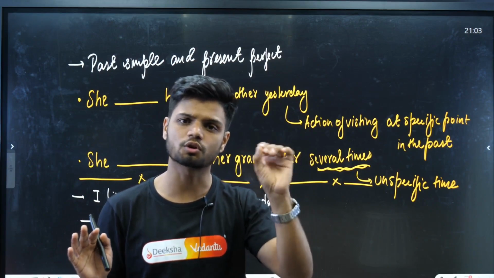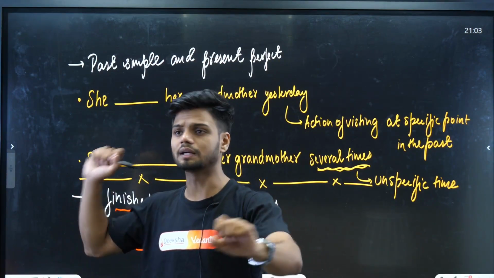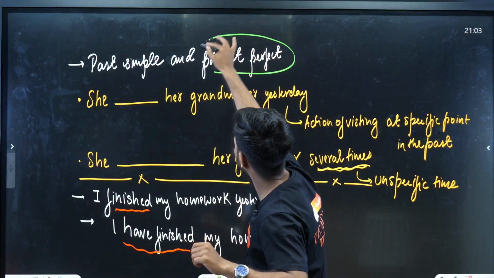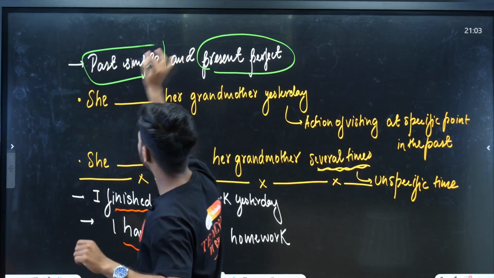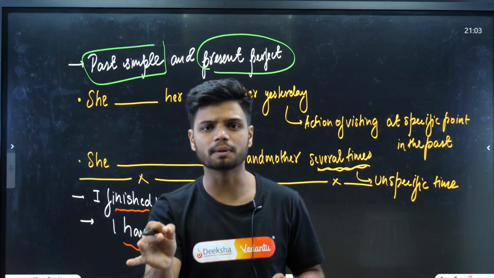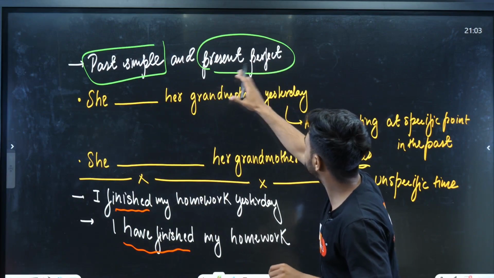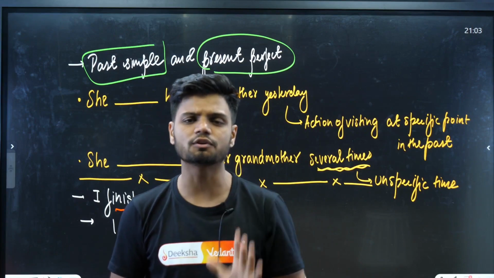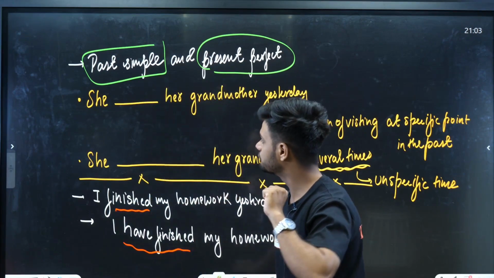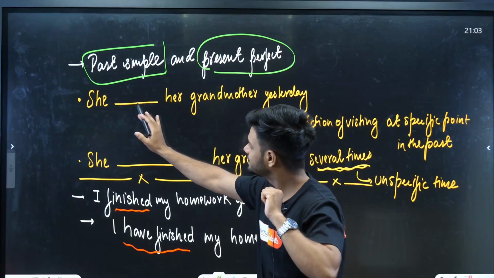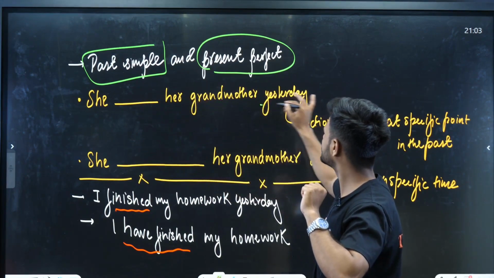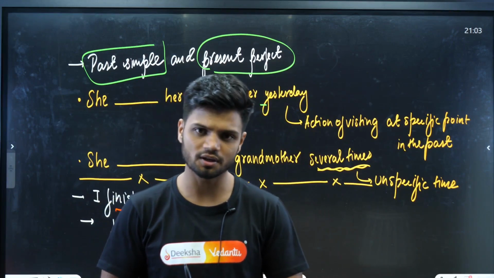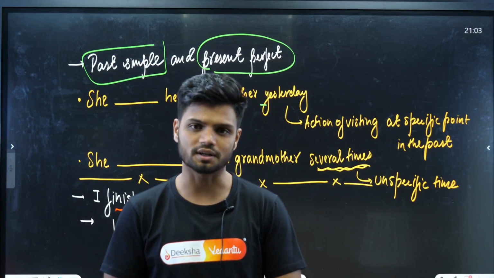For the 3 marks or 2 marks are going to be yours, because one question is going to come from here. That is past simple and present perfect. Now, what is the difference between past simple and present perfect? Now, students, listen to me very, very carefully for this point. For example, let me read a statement for you. She dash her grandmother yesterday. Can I write she have visited her grandmother yesterday or she visited her grandmother yesterday?